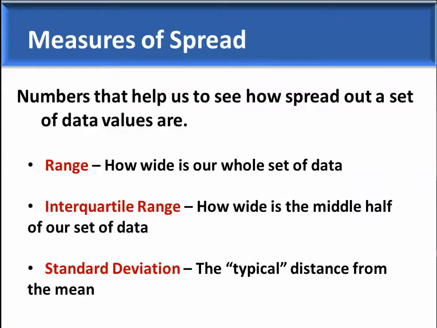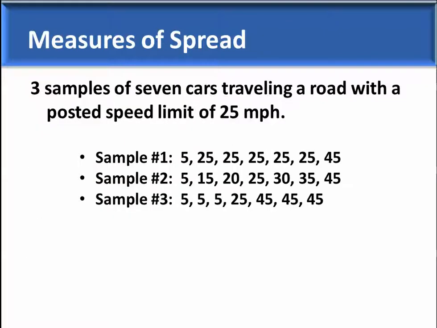And now we're going to move into standard deviation, which is defined as the typical distance from the mean. This is what we're going to be using for symmetrical distributions. So let's start off by looking at an example. So we have 3 samples here of 7 cars traveling on a road, and that road has a posted speed limit of 25 miles per hour.